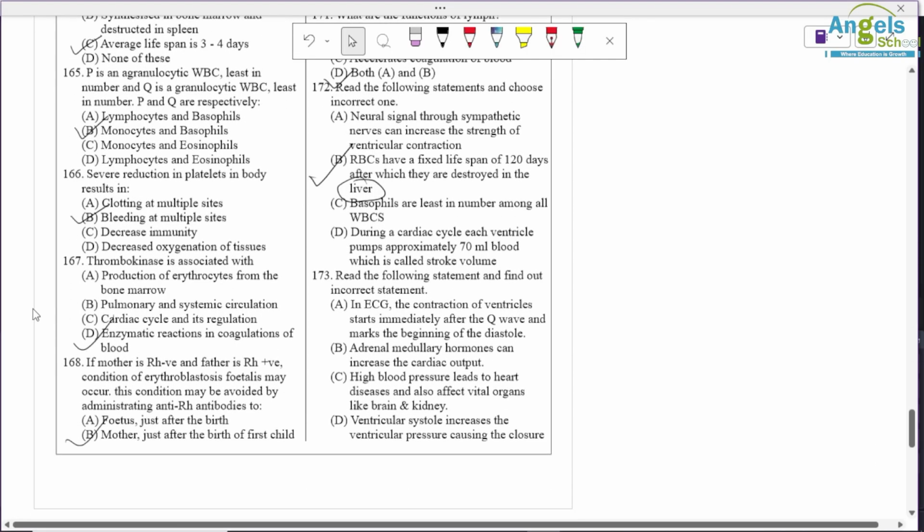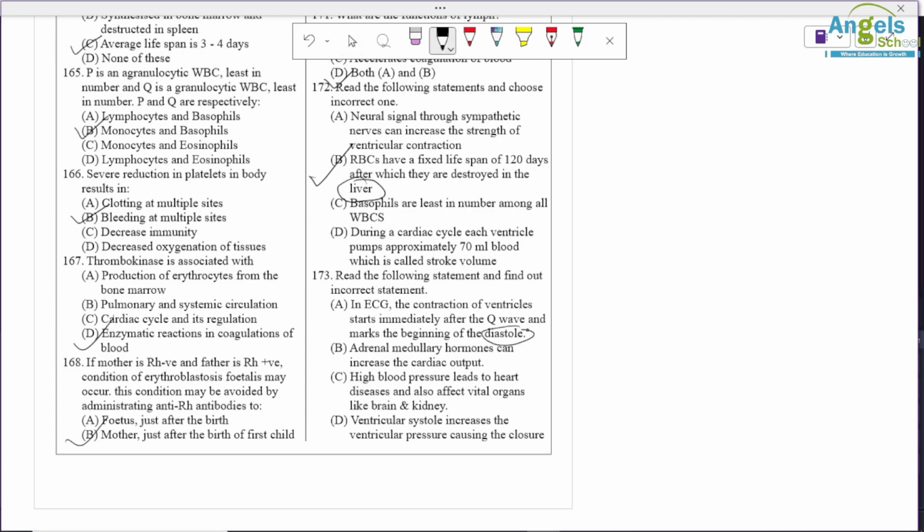Question number 173. Read the following statements, find out the incorrect statement. In ECG, contraction of ventricle starts immediately after the Q wave and marks the beginning of diastole. So it marks the beginning of systole, not diastole. So here diastole is wrong and it is the incorrect statement and the correct answer.